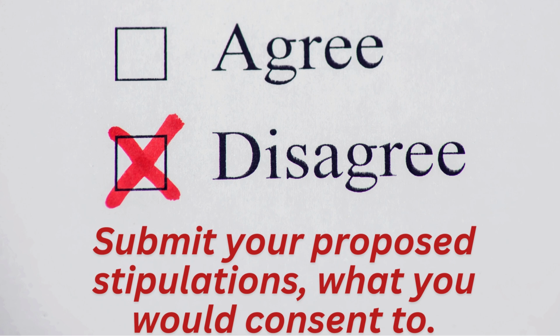If you disagree with any part, any item in the proposed protective order, submit your proposed stipulations, what you would consent to, and be prepared to cite law on points of disagreement. Remember, defendant must show good cause. Hold them to it and remind the court if you have to, but respectfully.